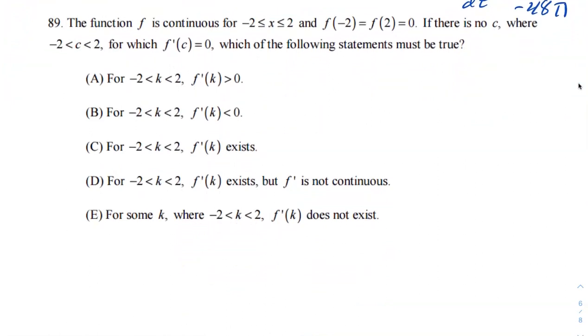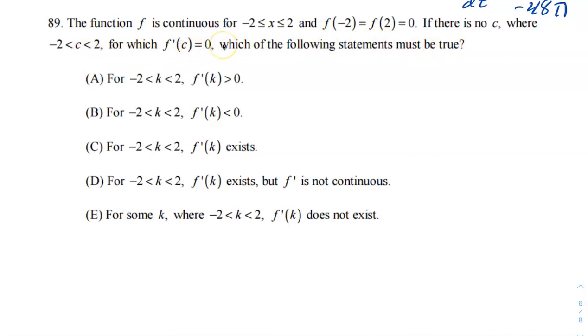89. The function f is continuous for -2 to 2. If f of -2 equals f of 2 equals 0, and there's no c between -2 and 2 for which f of c equals 0, which of the following statements must be true? So this is like an MVT, IVT question.